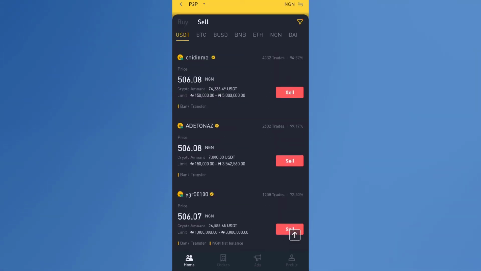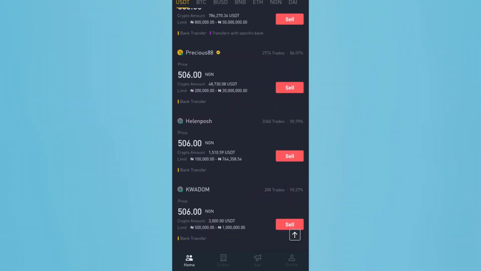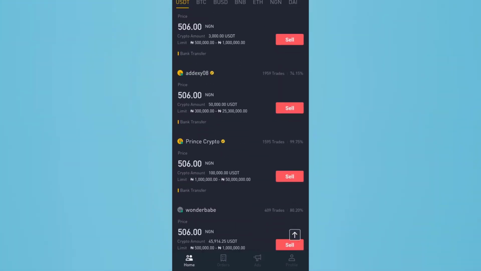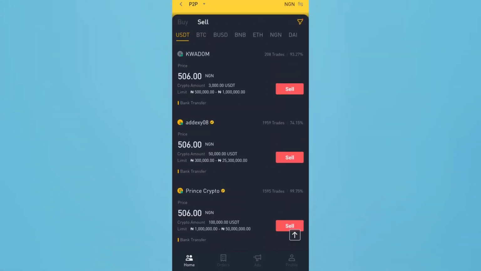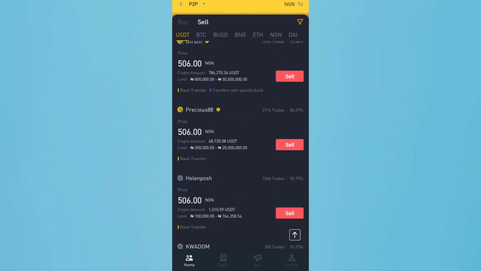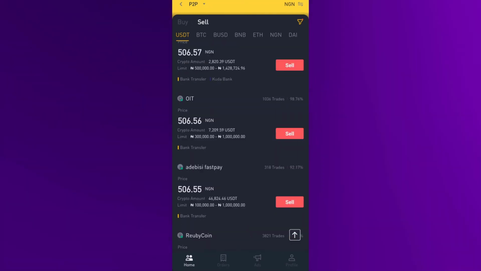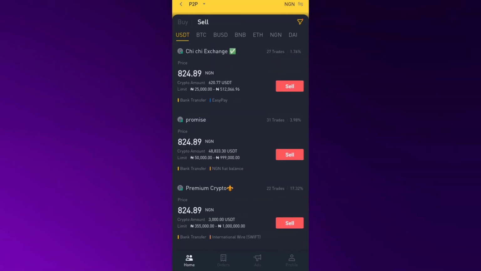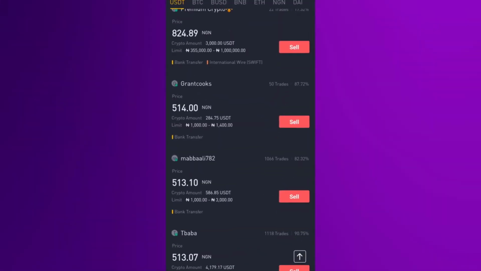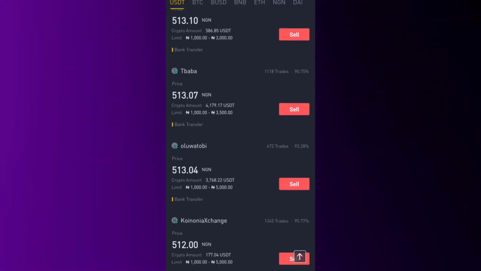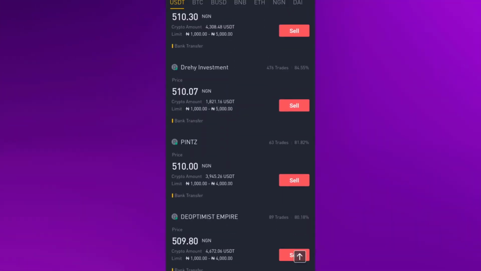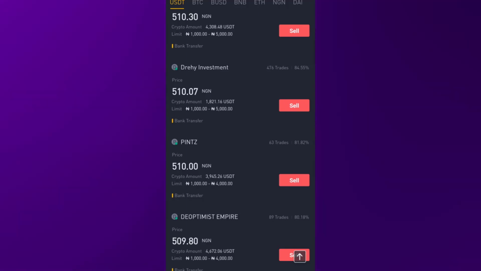But the thing is that it will be really difficult for you to get somebody that wants to sell their USDT to you, because you can see how long it took us right now to get to 506. We've been scrolling all the way from the top here before we got to 506. And you can look at these guys over at the top here. They are the ones that people are going to be buying crypto from before they even get to you. But that is if you want to sell your USDT right after buying it.